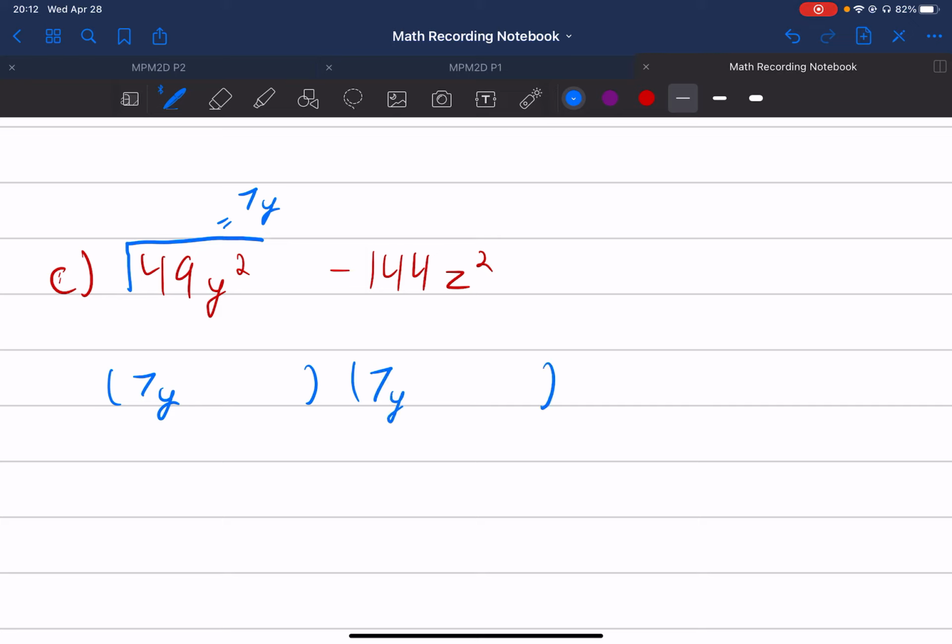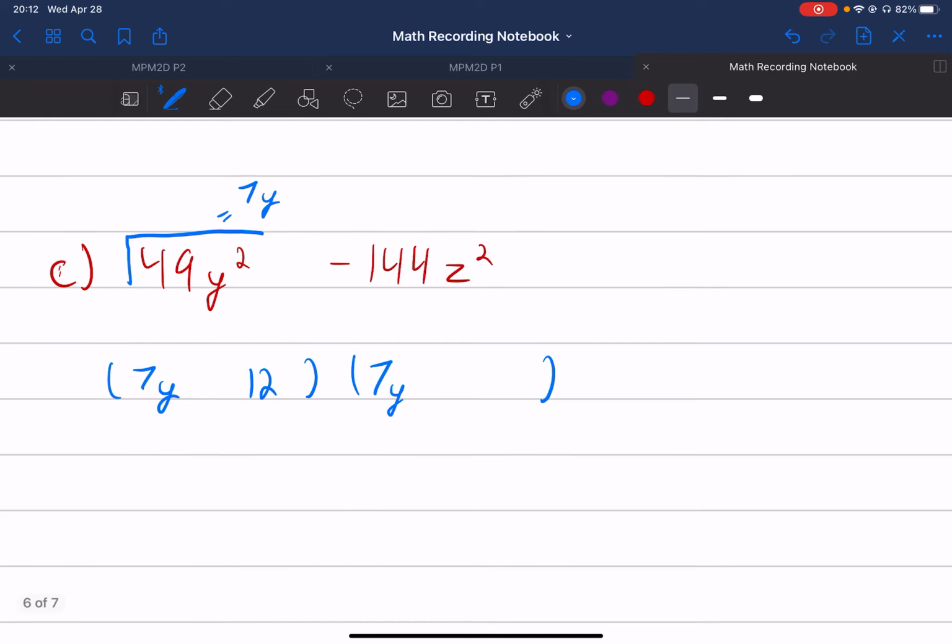Now for that next section, we're going to square root 144z squared. 144 square rooted gives us 12. And z squared square rooted gives us z. Again, we have one positive and one negative because we're difference of squares. And that's how we can get these ones pretty quickly. Again, like I said, you can try working through product and sum, but this will save you time if you can start recognizing these ones.